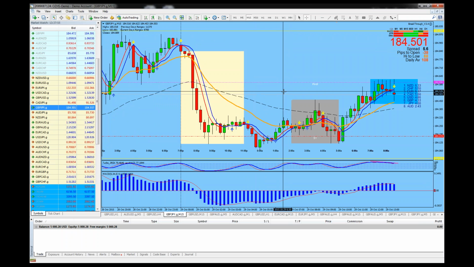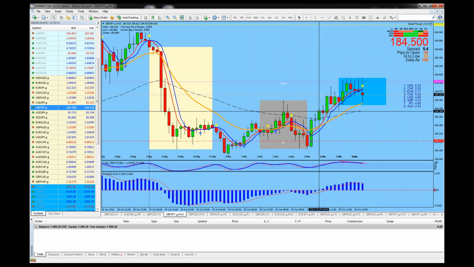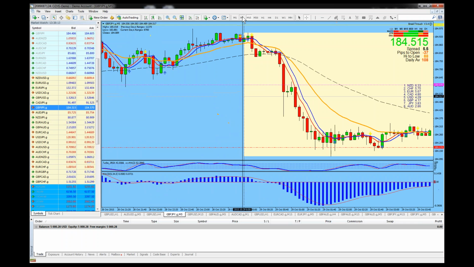But, boy, it's ready to make a long move. But we'll have to see. I don't see anything compelling here on the chart. There's no divergences here. Nothing here, really. Let's go back to the 5.